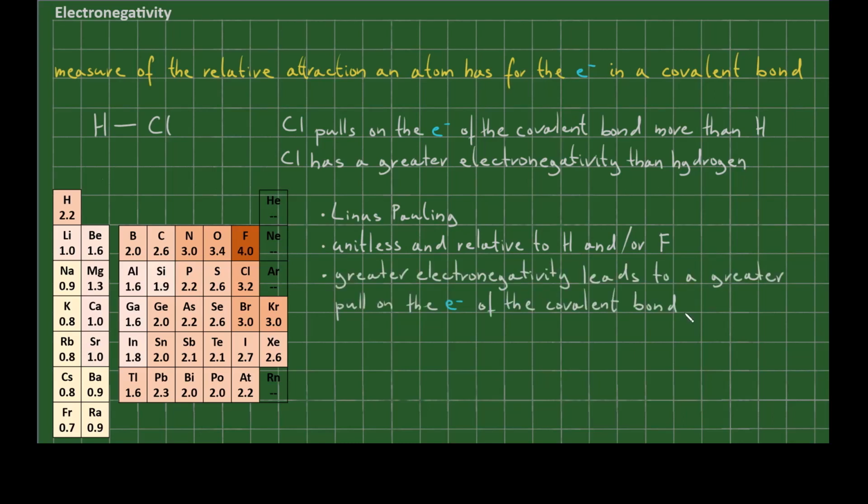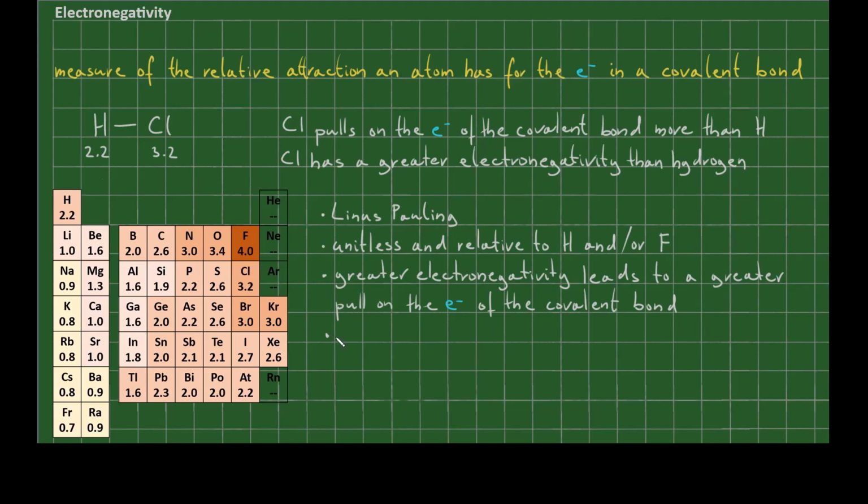So now I can compare the electronegativities of hydrogen and chlorine. Hydrogen has an electronegativity of 2.2, whereas chlorine has an electronegativity of 3.2. So based on these values, I can once again say that the chlorine is pulling on the electrons of the covalent bond more.